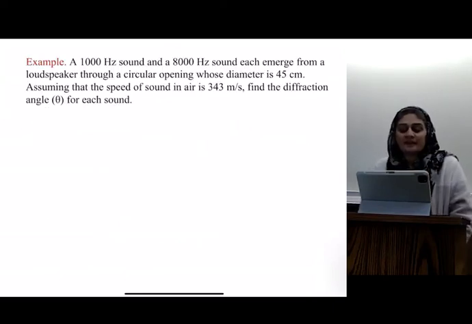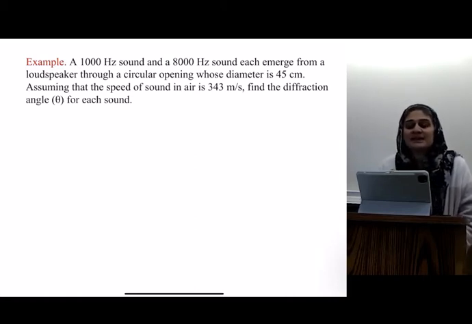So it says a 1,000 hertz sound and an 8,000 hertz sound each emerge from a loudspeaker through a circular opening whose diameter is 45 centimeters. Assume that the speed of sound in air is 343 meters per second. Find the diffraction angle for each sound. Notice, what is it saying?